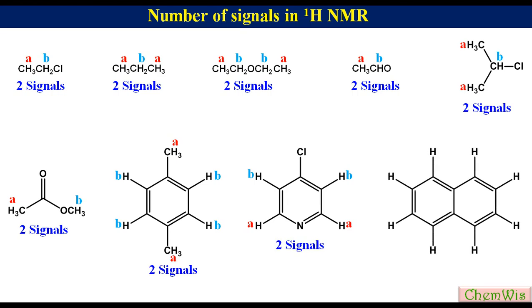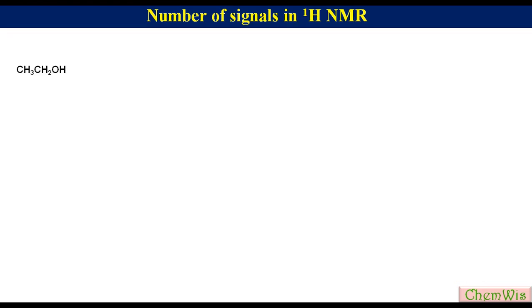Naphthalene. In this, there are two sets of protons A and B, so it will also show two signals in the proton NMR. Ethanol. It clearly has three different sets of protons A, B and C, so it will show three signals in the proton NMR.